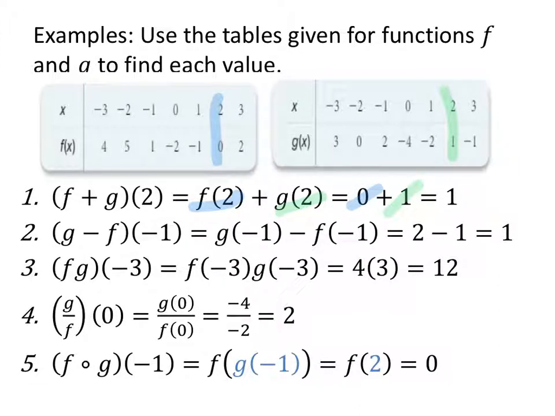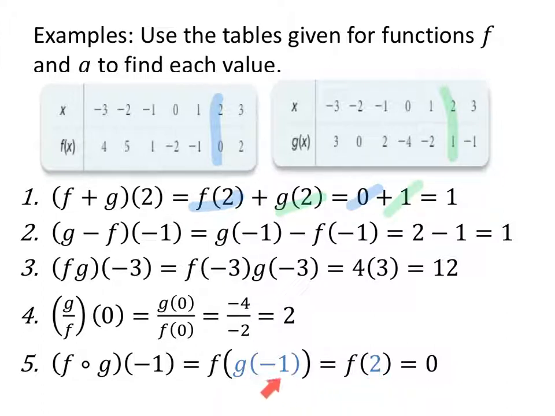Now, the composition. You can do this. f composed with g at -1. I'm going to rewrite it: f(g(-1)), a couple of sets of parentheses. So I'm going to do this part in blue. g of -1. In the table for g, my input is -1, my output is 2. So instead of calling it g of -1, I'm going to call it 2.